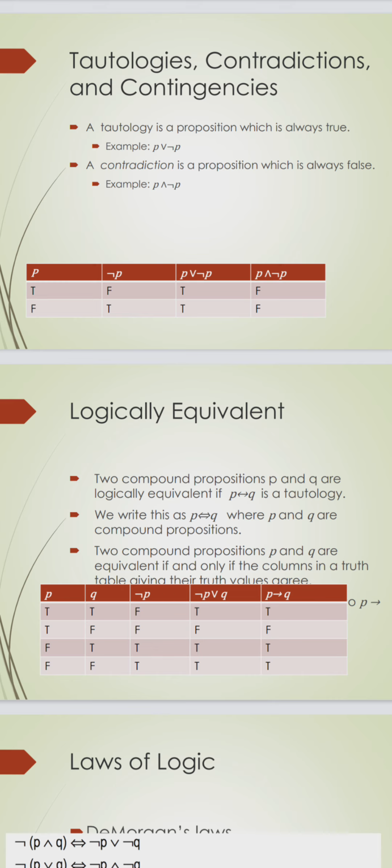Two compound propositions P and Q are equivalent if and only if the columns in a truth table give their truth values agree. For P, Q, the negation P or Q, and P implies Q: negation P or Q has truth values true, false, true, true. Then P implies Q has true, false, true, true. The truth values are the same, so these two propositions are logically equivalent.